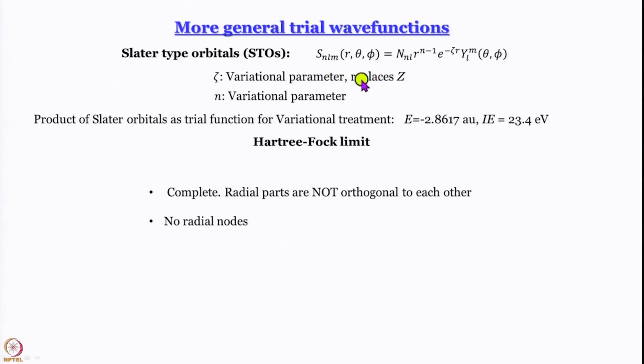Since the polynomial is not here, they are not orthogonal to each other. Let us remember that we are not working with orthogonal functions. And as we said earlier, there is no radial node, again because there is no polynomial. You equate this to 0, where will it be equal to 0? At infinity, nowhere else. But you can have angular nodes, because the angular part is there, and there is no guarantee that the angular part will not be equal to 0 at some value of theta, some value of phi. So, these are close to hydrogen atom wave functions, but not quite, and they include variational parameters.